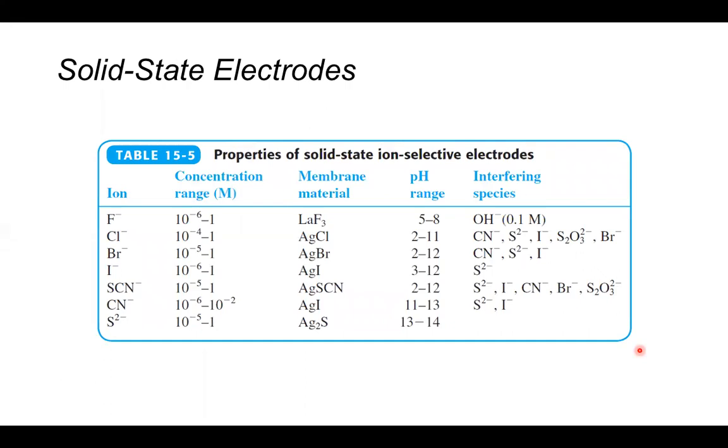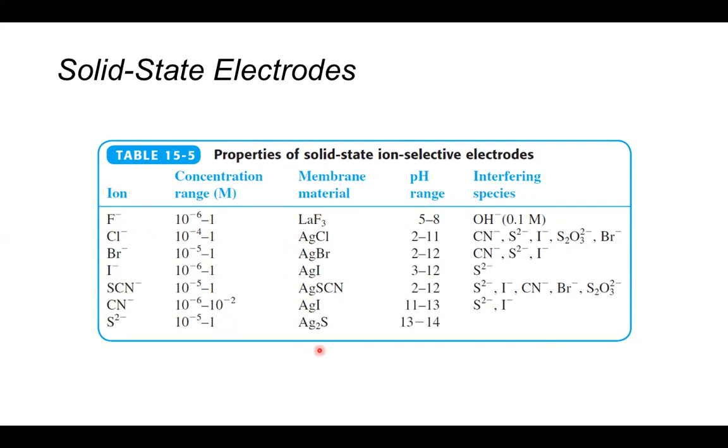So here are some solid state electrodes and the ion that they measure. Here we have the different ions. We just looked at fluoride ions. We can have chloride, bromide, iodide, thiocyanate, cyanide, sulfide, and so on. And so the concentration range here is generally from very dilute up to about 1 molar. It can't really go beyond 1 molar because you tend to saturate the crystal.